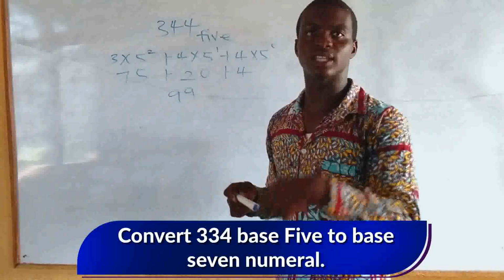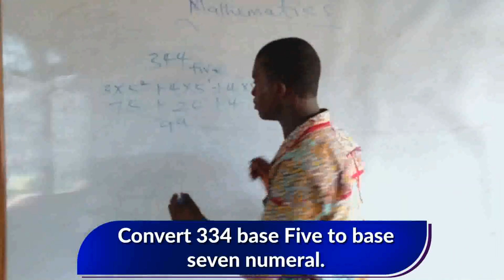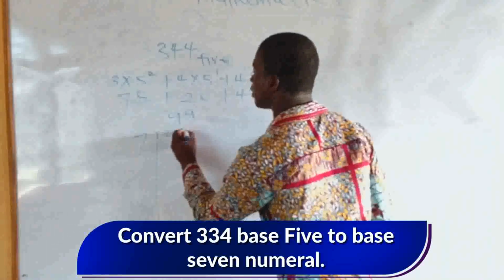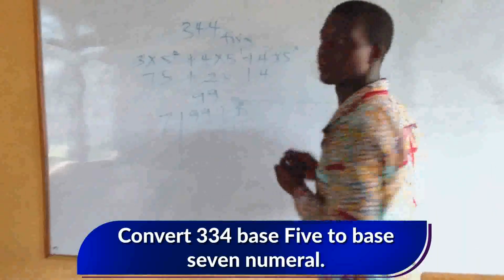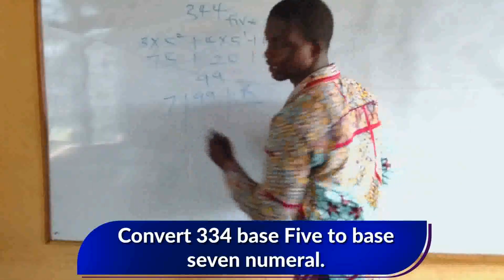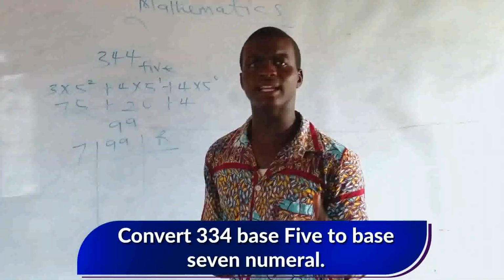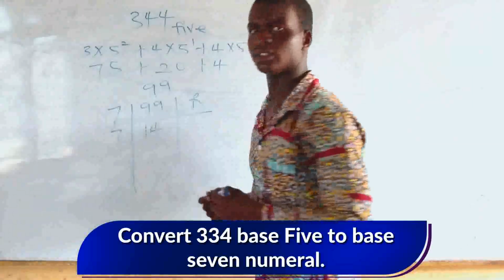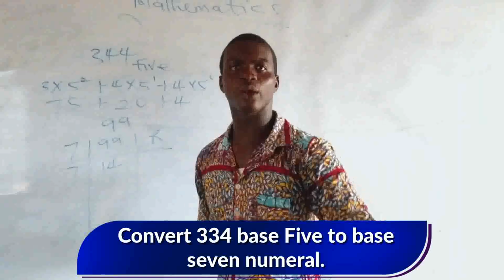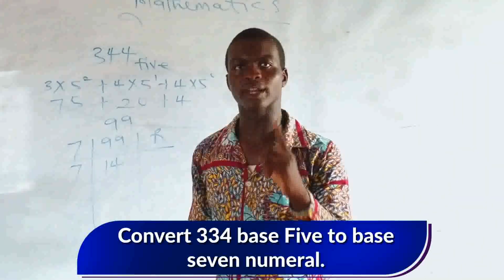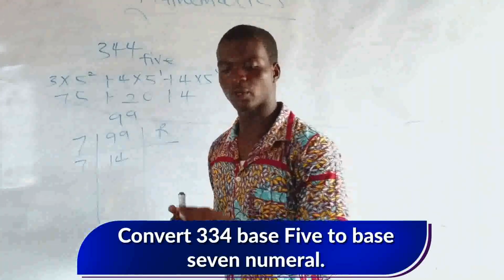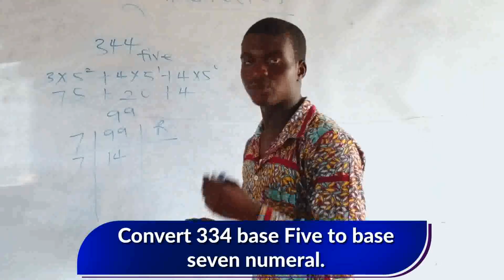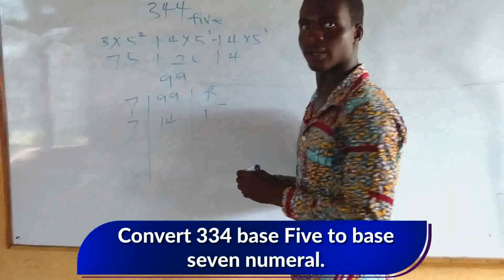So you are now going to change it to base 7. And so you have 7 over here, 99 over here, and your remainder over here. That is what you do. And so 7 goes into 99 how many times? 7 goes into it 14 times, and then it gives you a remainder of 1. 14 multiplied by 7 gives you 98, and so 98 gives you a remainder of 1, right?